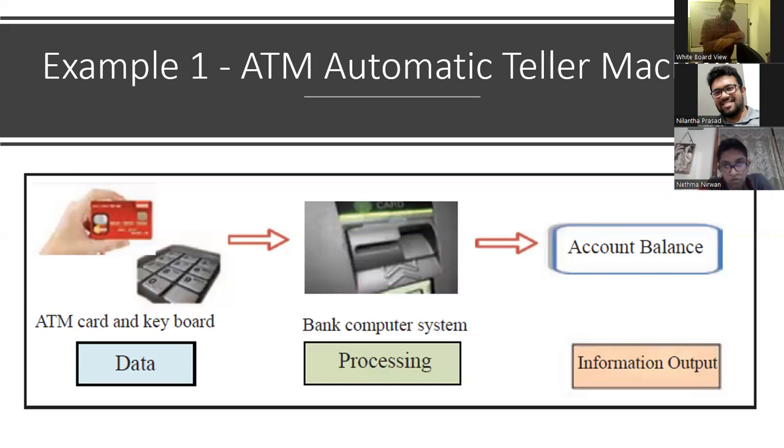So those account information are verified by the ATM. So it will be getting ready to issue your money. So you put the ATM card and also the PIN number. So the data is going to be the information in the card plus the PIN number. So what is the processing part?